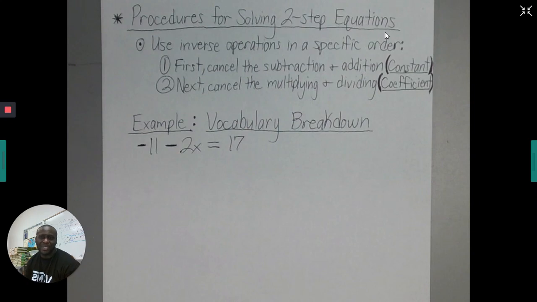Hello students! In this little mini lesson we're going to talk about the procedures for solving two-step equations, and we're going to give you a little example.